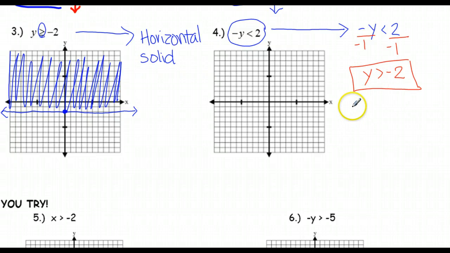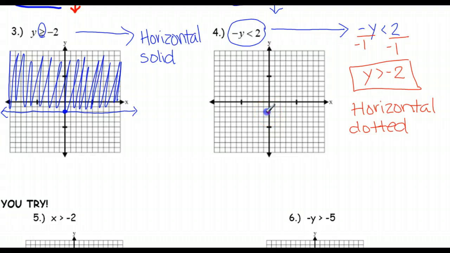Again, this is going to be a horizontal line, but it is going to be dotted or dashed this time. Horizontal, and it's going to be dotted. So at negative 2, I'm going to put a point on my y-axis. It is going to be a dotted or dashed horizontal line. And we want values that are greater than negative 2, which again is above our line.